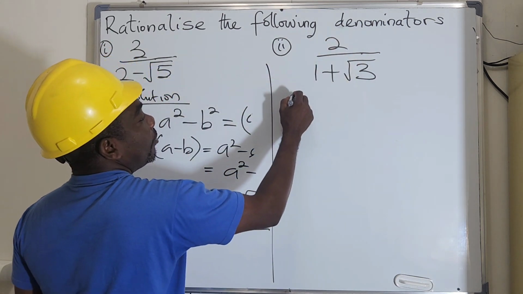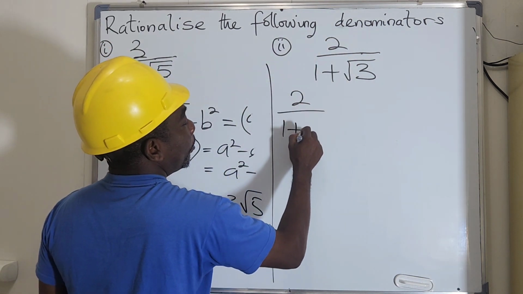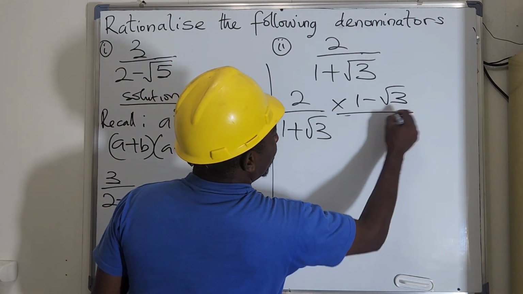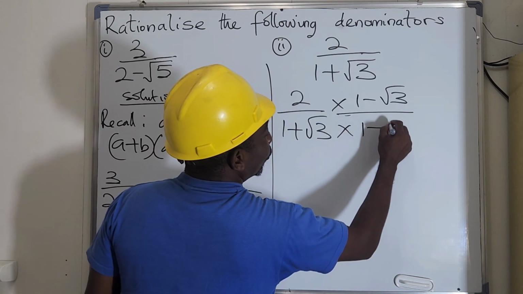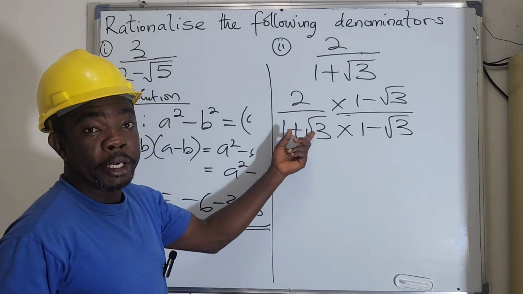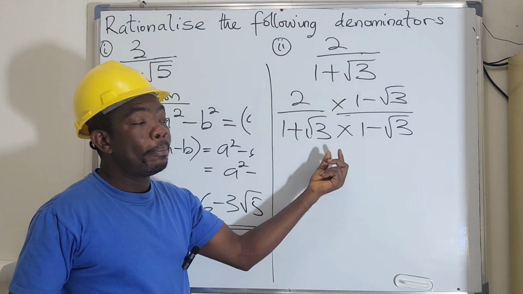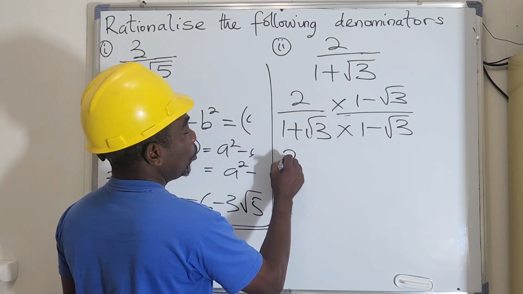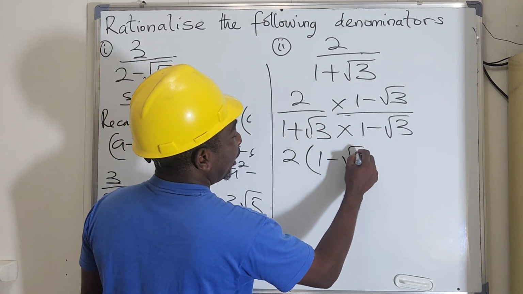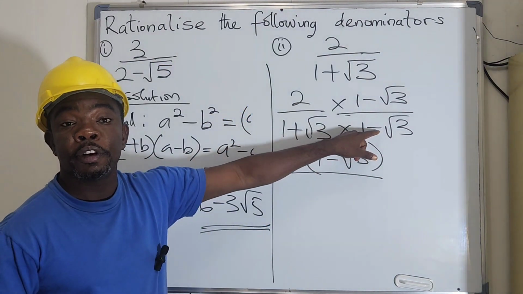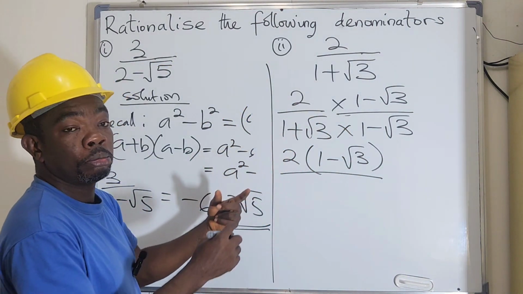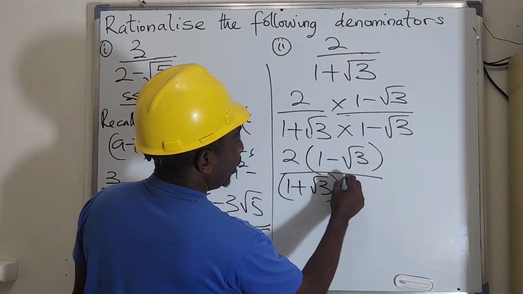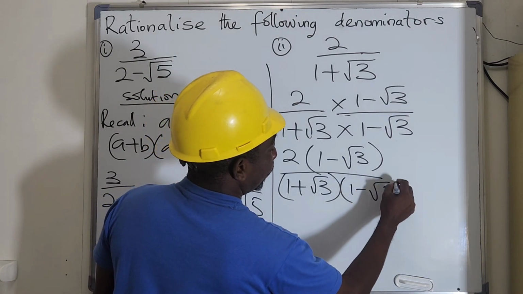So it's the same thing as having 2 all over 1 plus root 3 times 1 minus root 3 all over 1 minus root 3, because we are multiplying the numerator and the denominator by the conjugate of 1 plus root 3. So this is the same thing as 2 into 1 minus root 3 all over. This is the product of difference of 2 squares. So we can go ahead to expand it as 1 plus root 3 into 1 minus root 3.